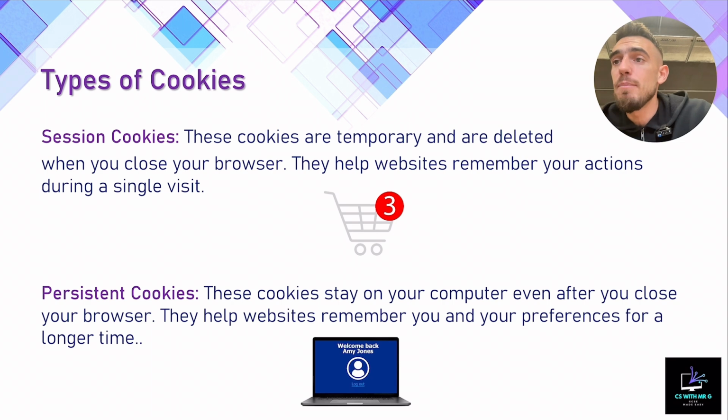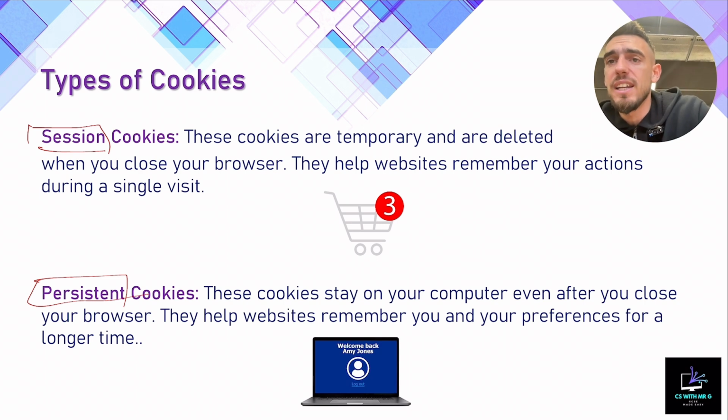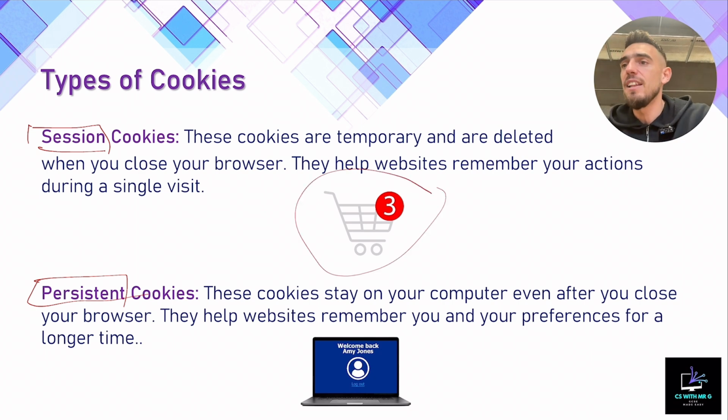Now, these two terms we need to differentiate: session cookies and persistent. A clue's in the name, but we'll break it down anyway. So a session cookie is temporary. They are deleted as soon as we close the browser. These help websites remember actions during a single visit. So a shopping cart when you aren't logged in, if you're not signed into an account on a website and you're adding things to a cart, it will be stored using a session cookie.